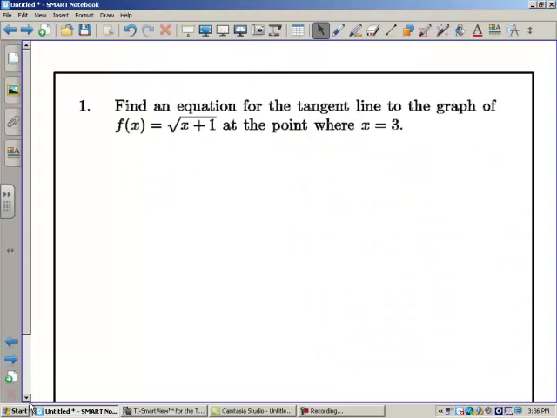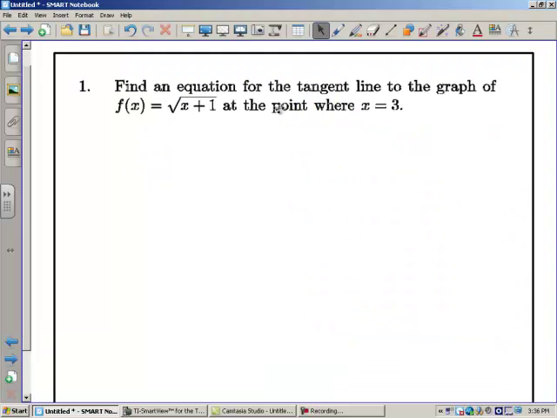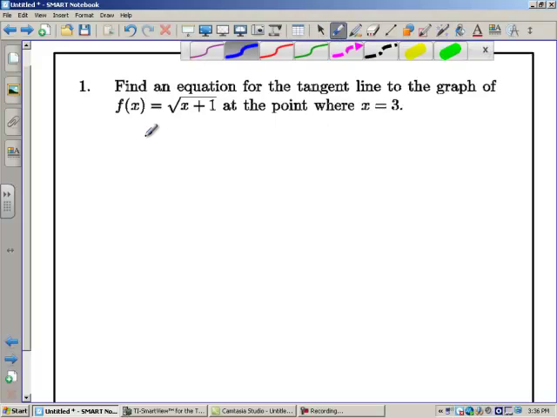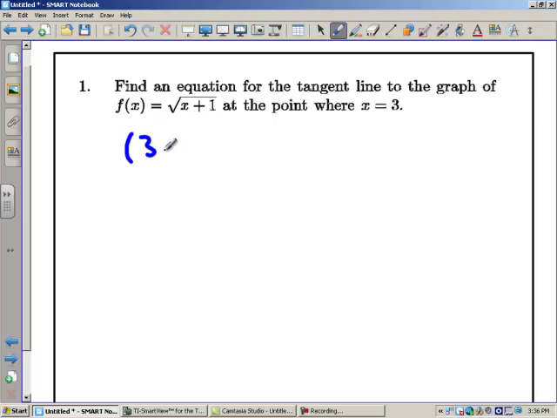Find an equation for the tangent line to the graph of f of x equals the square root of x plus 1 at the point where x equals 3. Well, the first thing you're going to want to know is, what is this ordered pair? You need an x and a y. So you need the y coordinate. They tell you x is 3, but what is y?